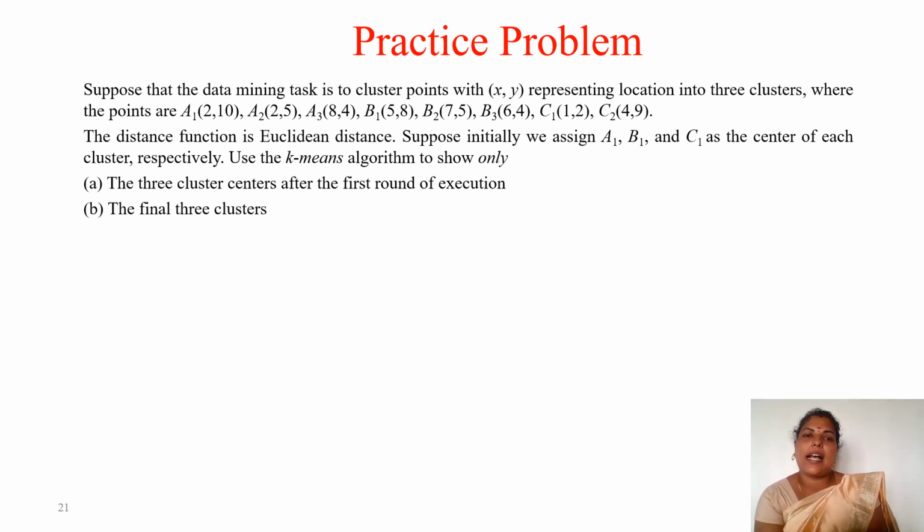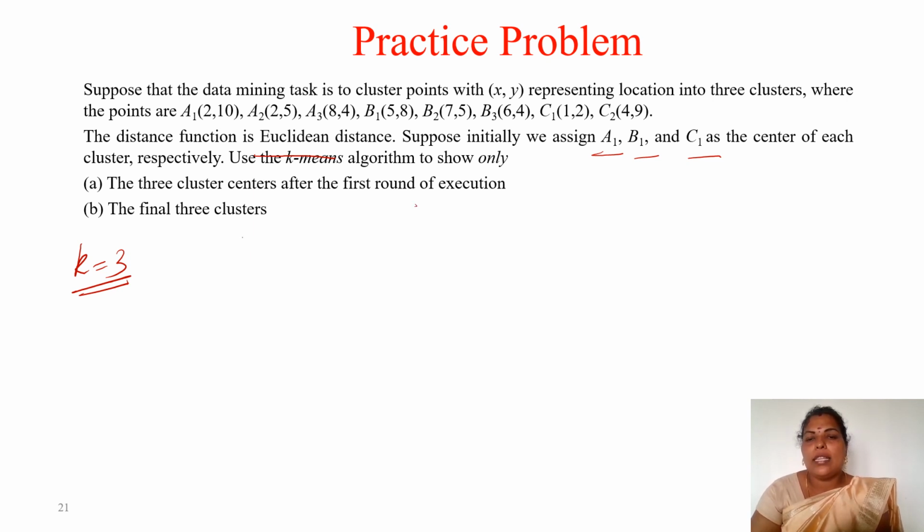Suppose that the data mining task is to cluster points (x, y) representing location into 3 clusters. Here k is also given, that is 3 clusters. So you have to assign k equal to 3 and find 3 clusters. The points A1 and so on, all the points are given. The distance function used is Euclidean distance. Whatever we have applied earlier, the same you have to apply. Suppose initially we assign A1, B1 and C1 as the center of each cluster respectively. Use the K-means algorithm to show only the 3 cluster centers after the first round of execution, then the final 3 clusters.